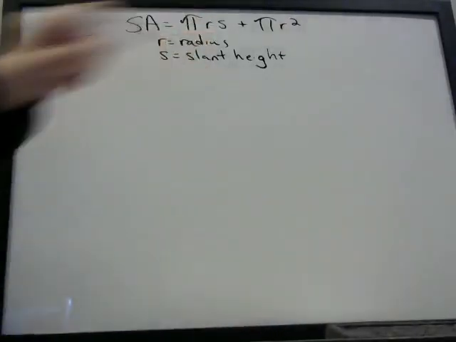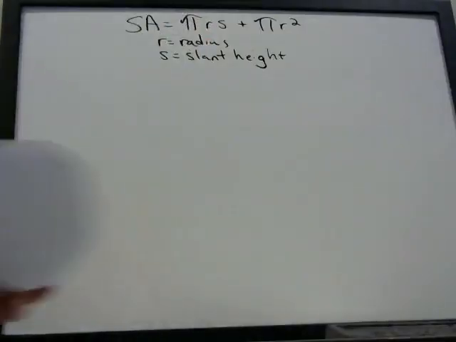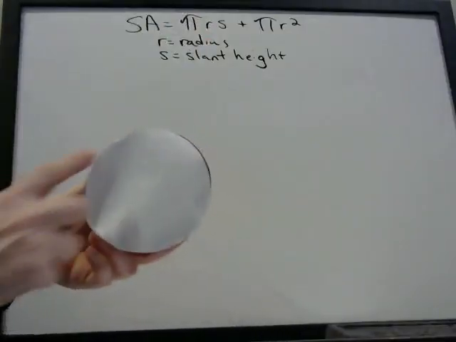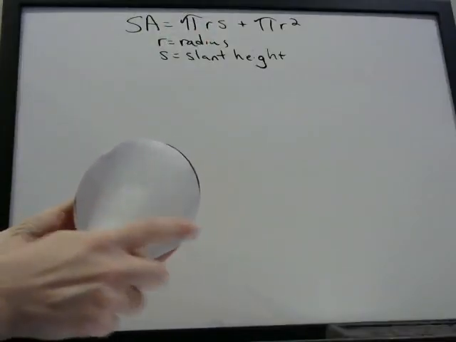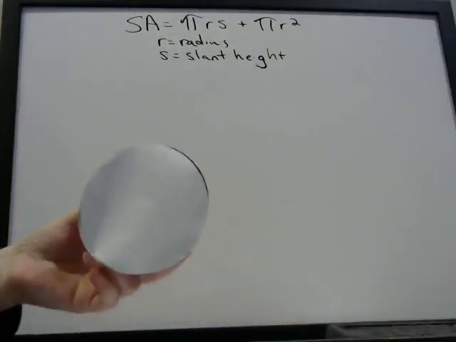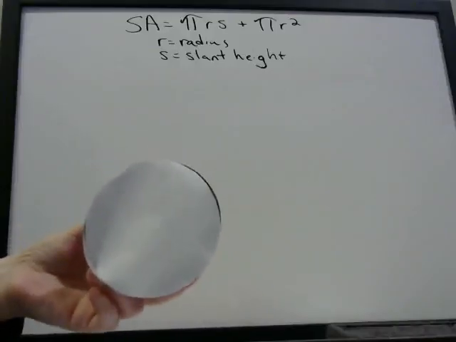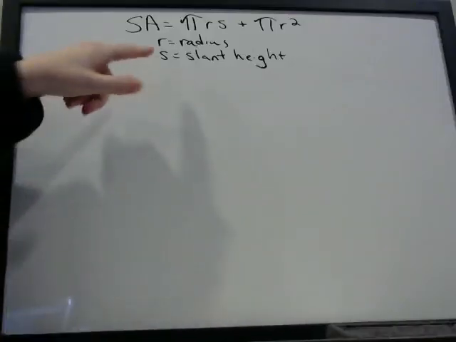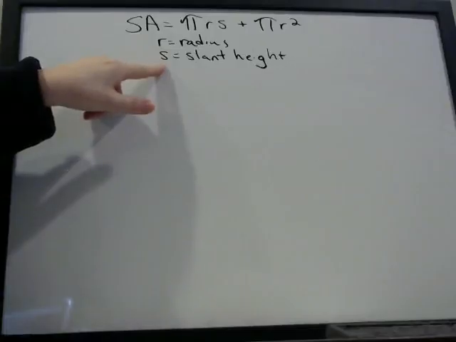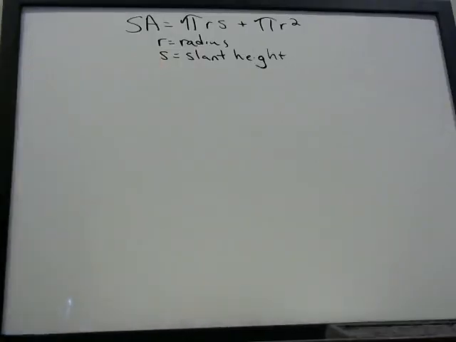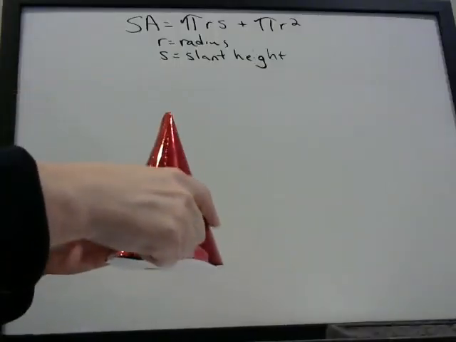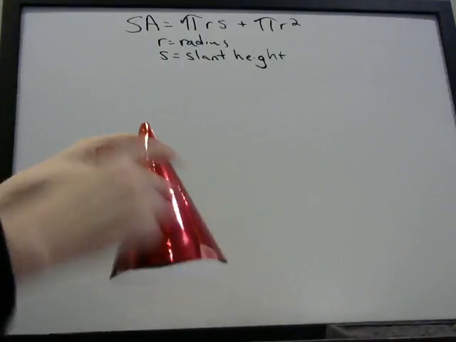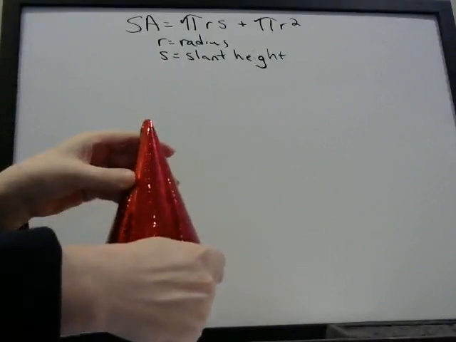R is radius. As I said, when you talk about radius, they're talking about the circular part. The radius goes from the center of this circle out. If you don't know what radius and diameter are, you need to watch that video. S is slant height, and we saw the slant height when we were talking about surface area of a pyramid. And so slant height is the height from the top and you go down the side. So this length from the top down the side.